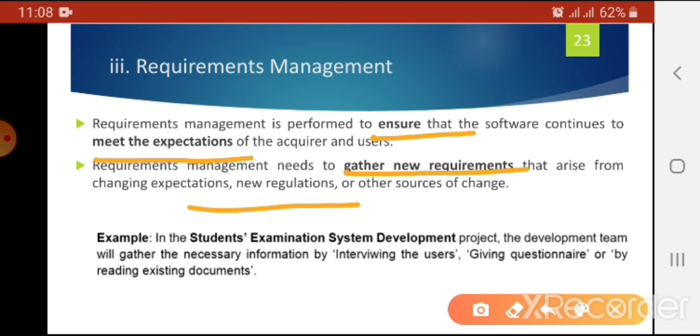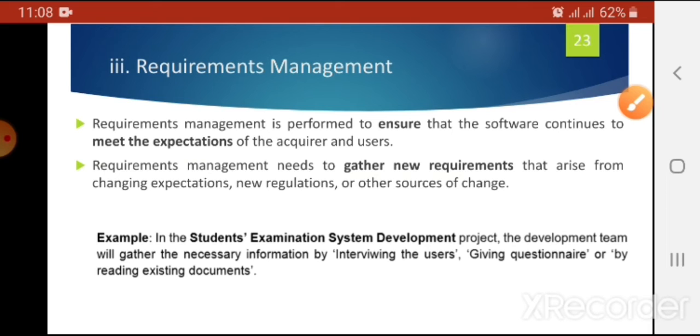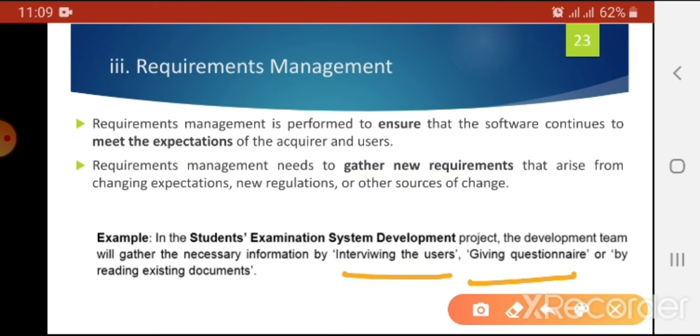due to new rules and regulations of the organization and due to the change of any sources that are related to the system. For example, in a student examination system, the development team will gather the necessary information by interviewing the users. The users of that examination system will be interviewed, they will be given questionnaires, and by reading the existing documents related to that system they will study them. After studying them, they will check whether the requirements are complete, sufficient and accurate as well.